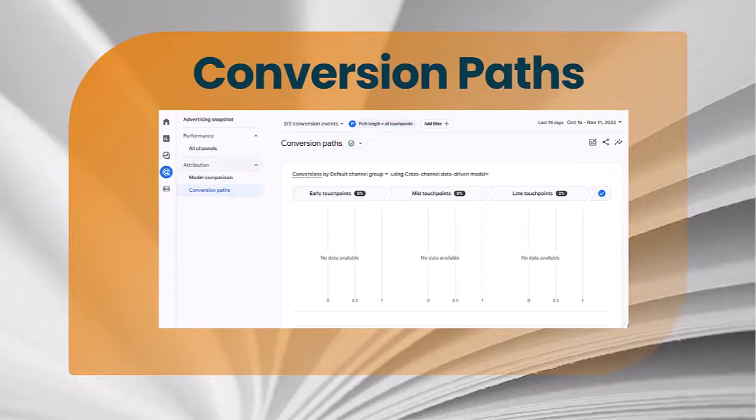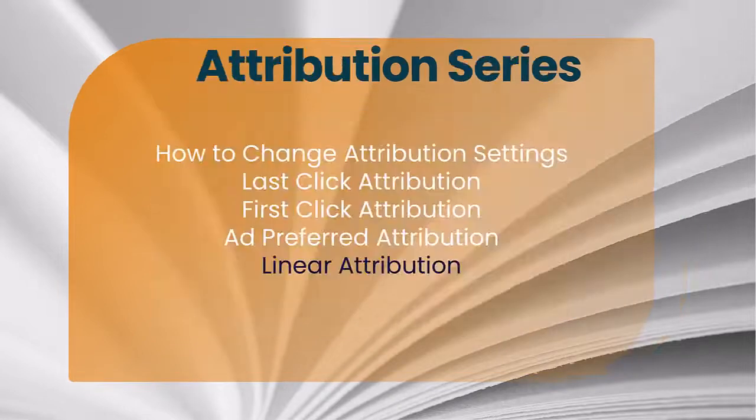Also for your display ads, it shows you how many touch points you need, your email, your last click attribution, and things like that. So your conversion score is very important to see your overall picture. Now your conversion path does get to your early touch points, your mid touch points, and your late touch points on your conversions. So the attribution series that we recently did shows how to change attribution settings, last click attribution, first click attribution. Once you do that, then you want to start taking a look at your conversion paths.